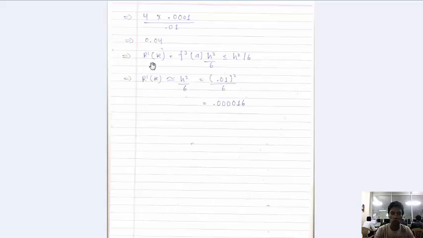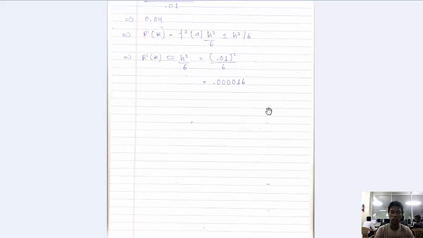Now R1 bracket x is greater than or equal to f3 h square by 6, which is greater than or equal to h square by 6, and here we get the answer 0.00016.